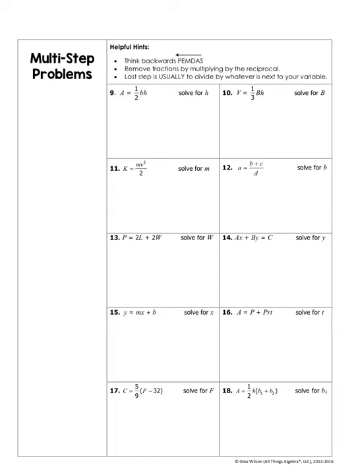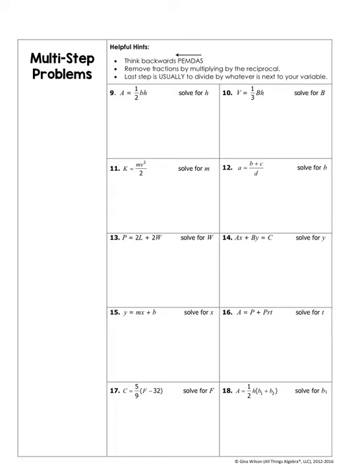So some helpful hints to get started. It says to think backwards PEMDAS. So, generally we do parentheses, exponents, multiply and divide, add and subtract. So now we want to do the opposite. We're either probably going to add or subtract first, then we'll end up multiplying or dividing, then doing exponents, and so on. Remove fractions by multiplying by the reciprocal. And the last step is normally to divide by whatever is next to your variable.